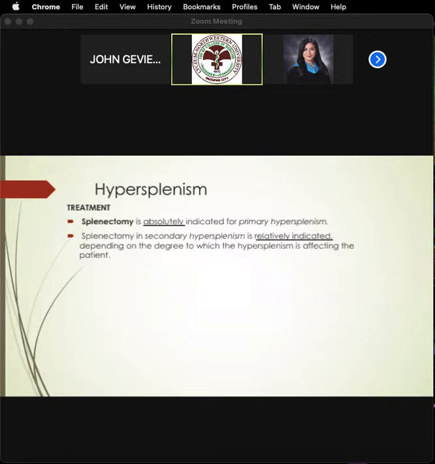Okay, let's proceed with the treatment. Splenectomy is absolutely indicated for primary hypersplenism. But for secondary hypersplenism, like those diseases I mentioned a while ago, it is only a relative indication. Patients who undergo splenectomy should also receive vaccinations for pneumococcus, haemophilus, and meningococcus. These are encapsulated bacteria, which, if your patient doesn't have a spleen anymore, are common causes of infection.